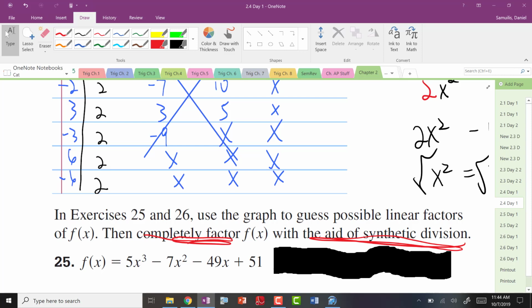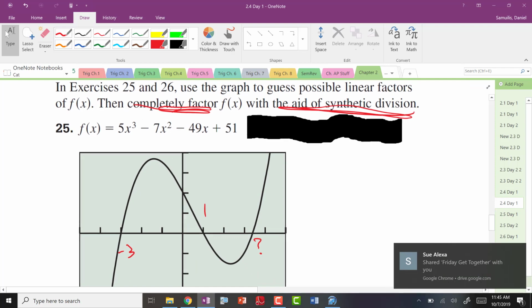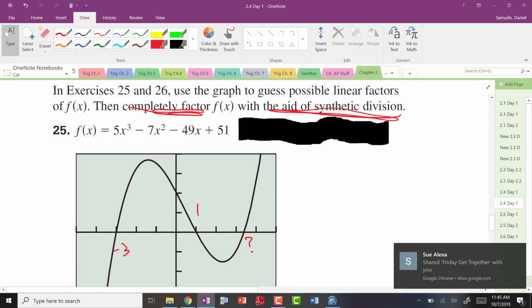Use the graph to guess possible linear factors. Then, look at what it says. Completely factor. Remember that thing? Zeros are x-intercepts for a graph, and they turn into factors for the polynomial. So it's very simple. The last two questions, I could have put it in factored form instead of, reanalyze the zeros and make them factors. All right, so that's what we're doing here. And then notice what it says, with the aid of synthetic division.